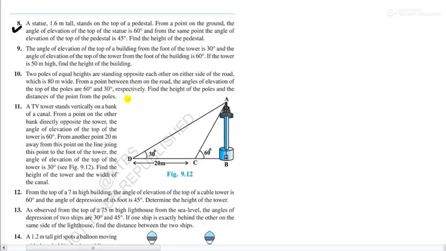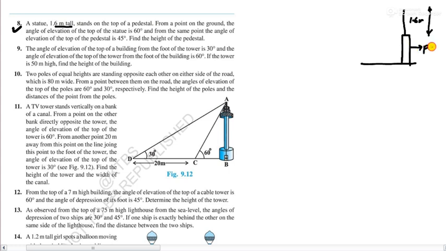Question number 8 says that a statue 1.6 meter tall stands on top of a pedestal. Okay, so let me write a rough diagram here. Imagine this is the pedestal, and the length of the pedestal they have not given. There is a statue of length 1.6 meter. Like here to here it is 1.6 meter, and this statue stands on this pedestal.